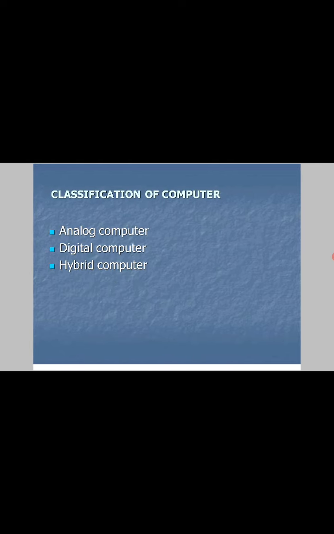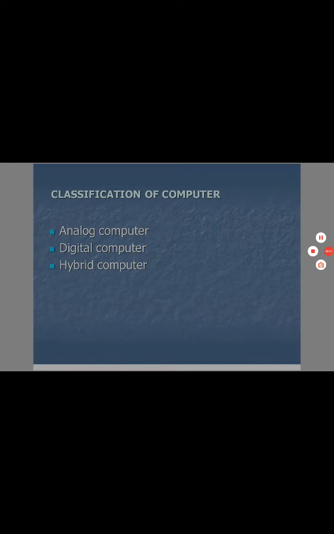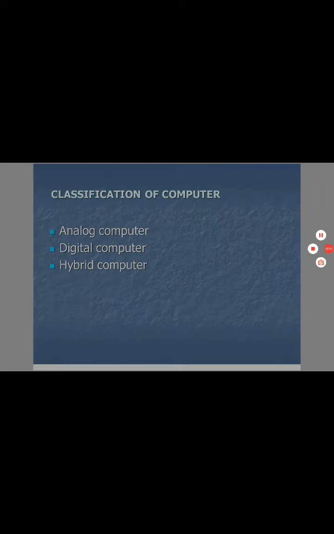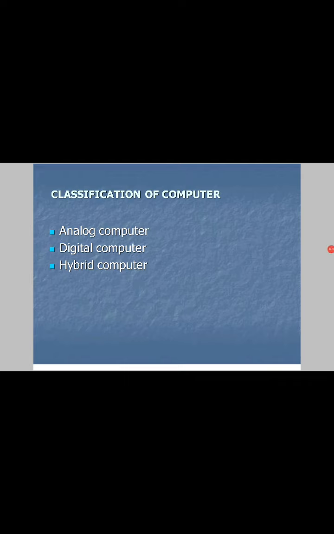So what are the different types of computers, or what are the different classifications of computers? Generally the different types or classifications of computers are: first one is analog computers, second one is digital computers, and third one is hybrid computers.